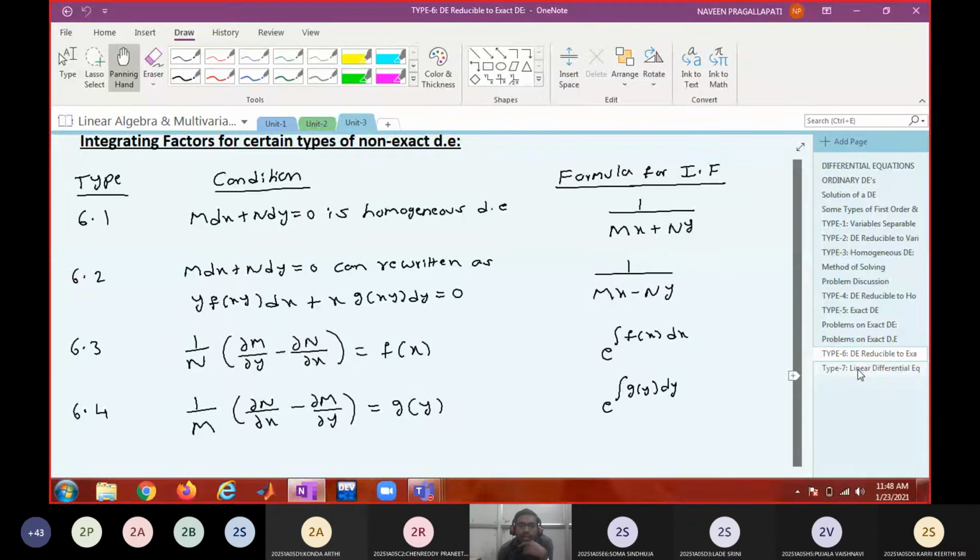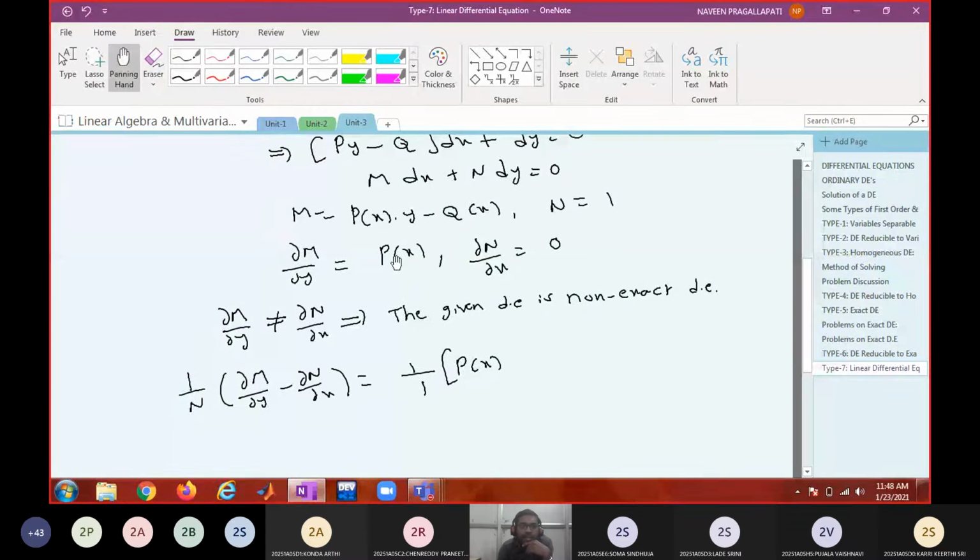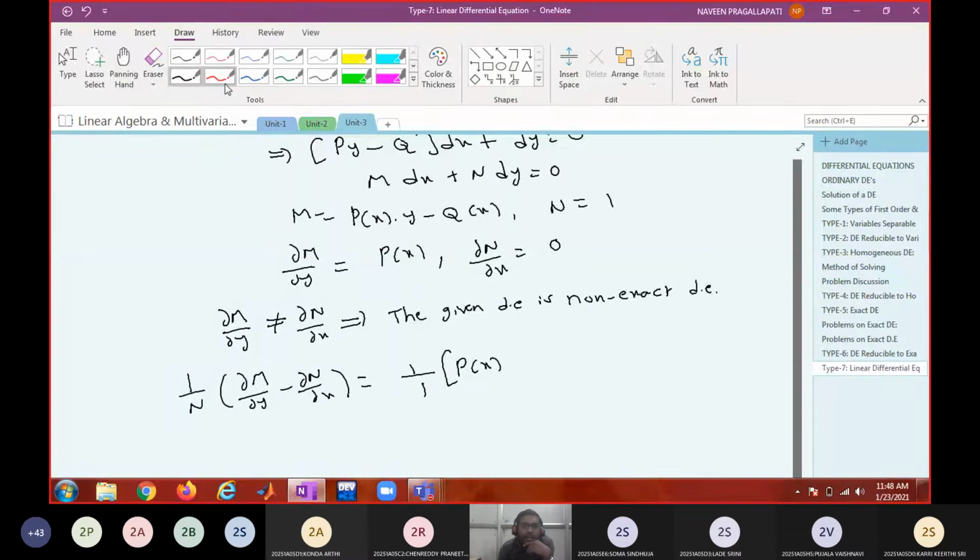Okay, so let us try to apply 1 by n into dou m by dou y minus dou n by dou x. What is n here? n is 1. What is dou m by dou y? P of x. Can you see it? Dou m by dou y is P of x, minus dou n by dou x is 0. So what is the output? P of x. Okay, is it not purely a function of x?